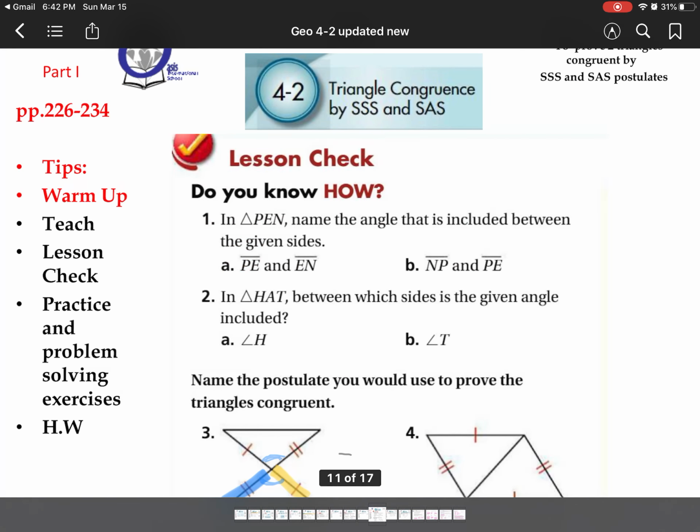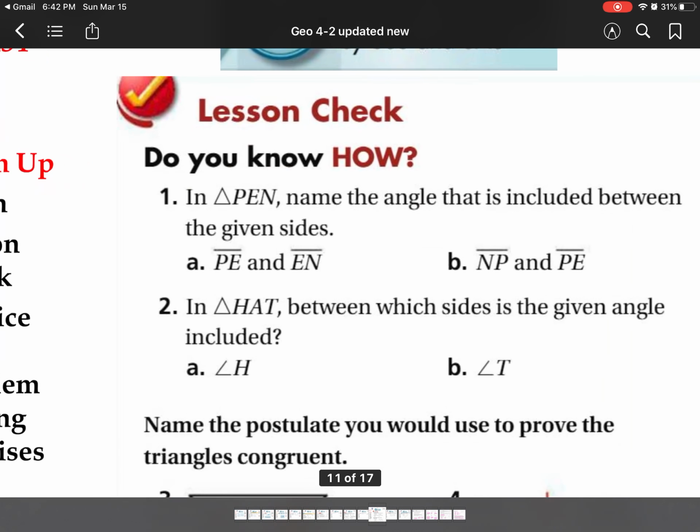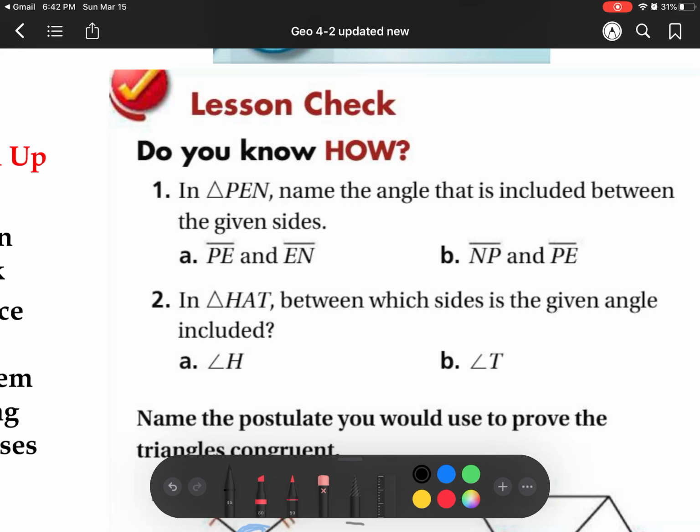Okay, now let's go to the lesson check. We'll solve A. He's telling me in the triangle PEN, so let's draw the triangle PEN. Every time you need to solve a question, just try to sketch it to imagine what he's telling. He said the side PE. This is the side PE. And the side EN. Where's the angle which is included between them? What is it? This angle. What do we call it? Angle E.